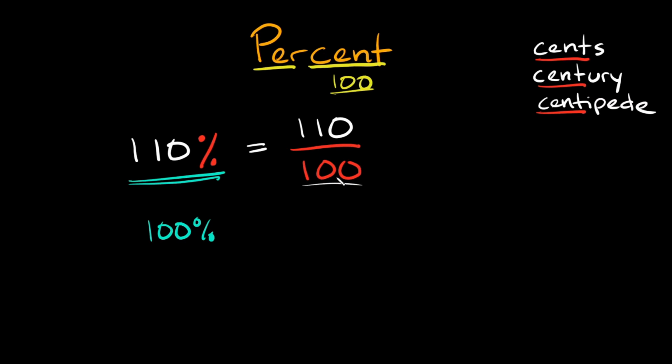Okay, and something you might notice about our fraction is that it's an improper fraction, right? Because the top number is bigger than the bottom number. And remember, improper fractions, by definition, are greater than 1. Right? So then it makes sense that 110% is bigger than 100%.